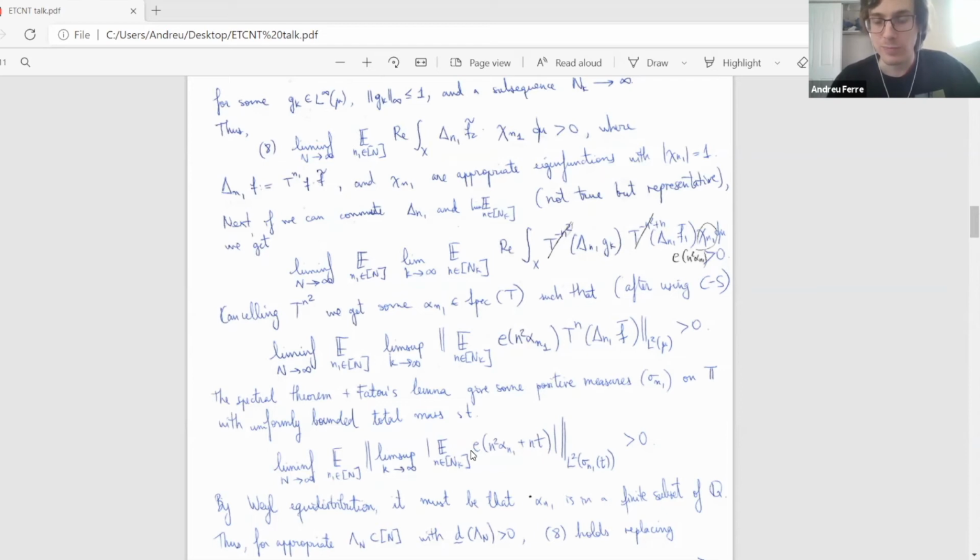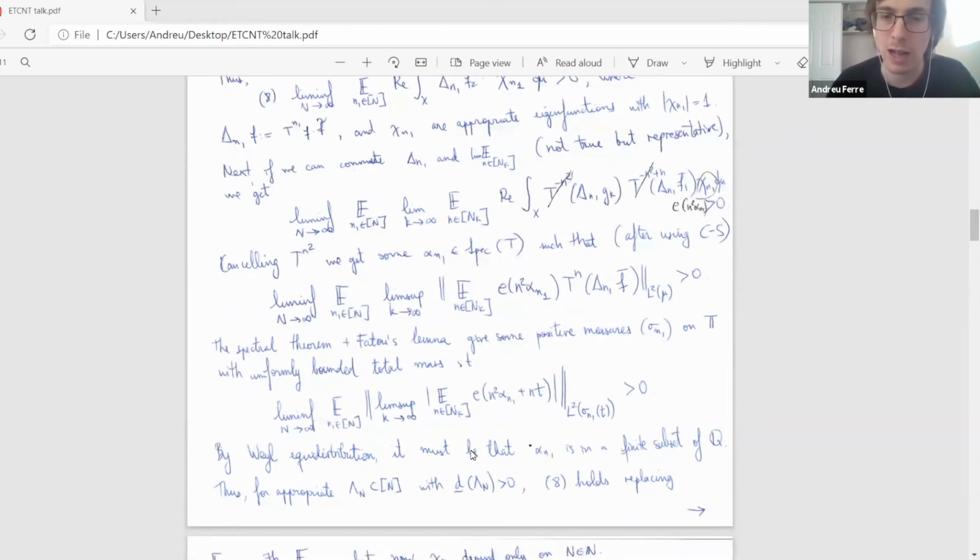And now there's something here that's a bit more subtle than it may appear at first sight. I claim that Weyl equidistribution implies that this alpha n1 is in a finite subset of Q. This is a bit more strict than what we would usually have in Weyl equidistribution, because we know for sure that if this is irrational, then it goes to 0, so there's nothing to worry about there. But if this is rational, a priori it could be the case that it doesn't go to 0. It just so happens that there's an improvement in Weyl's equidistribution that allows us to say that there's actually a finite subset of Q that we only need to care about.